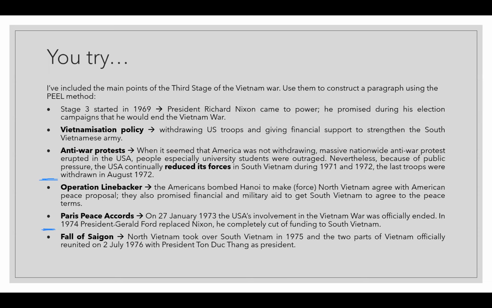And this one, because it says 1970s, we can stop it right at the end in 1975, where North Vietnam takes over South Vietnam in 1975. The two parts of Vietnam officially become reunited, and President Ton Duc Phang becomes president. And obviously this is under a communist regime.